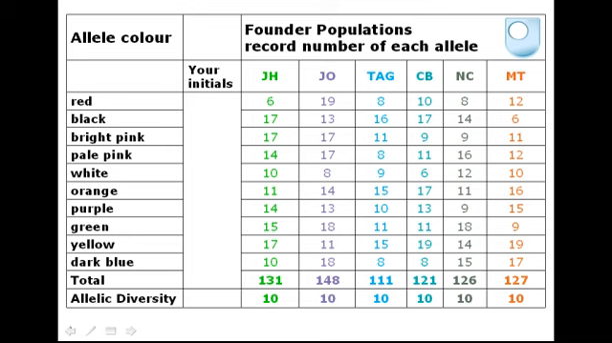With these larger founder populations, again the students each claim one of the islands and put their initials against it. They count how many of each coloured gene is in their founder population on their island and enter the data in this table.